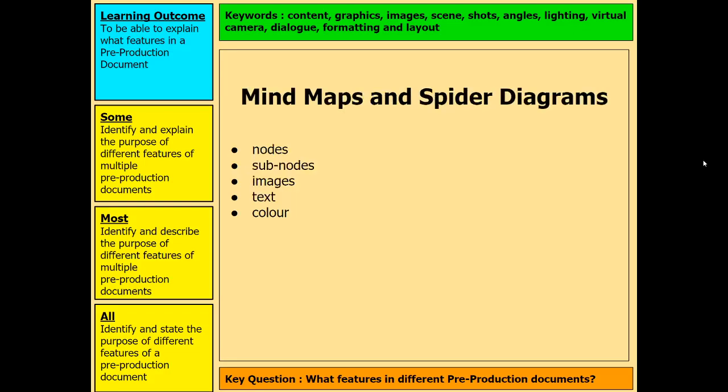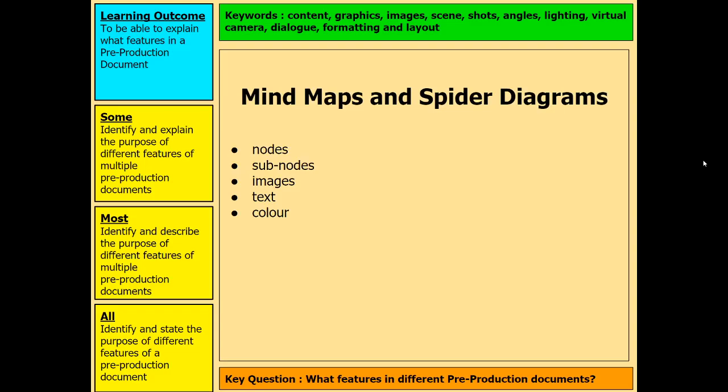When we're thinking about mind maps and spider diagrams, again, remember the differences between the two. Remember what a spider diagram is. Remember what a mind map is, the differences between the two. They will both have nodes and subnodes. So the central node in the middle is what the spider diagram or mind map is about. The node is the piece of information coming off it. Then you've got subnodes coming off from that, subnodes coming off from that, until we get bigger and bigger.